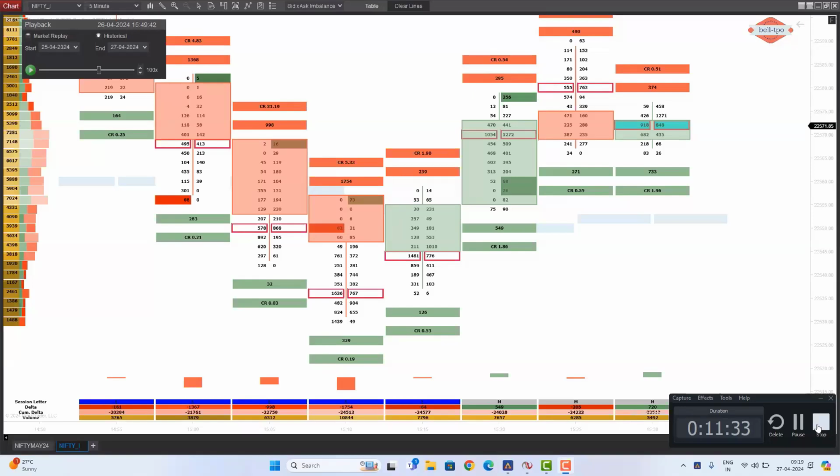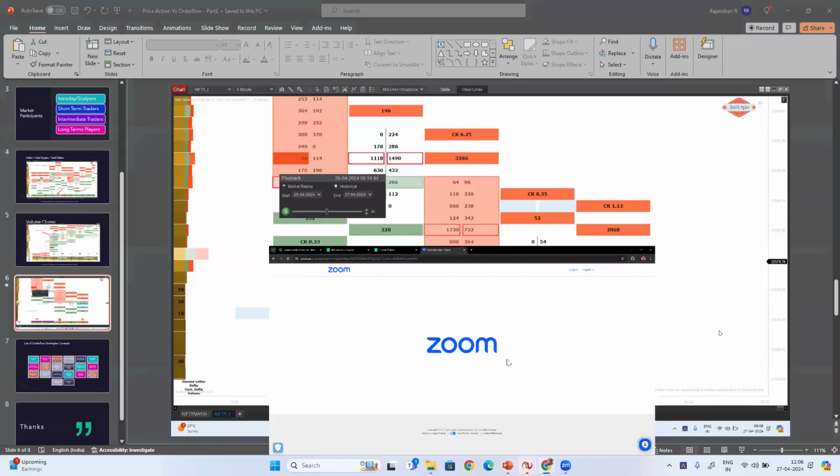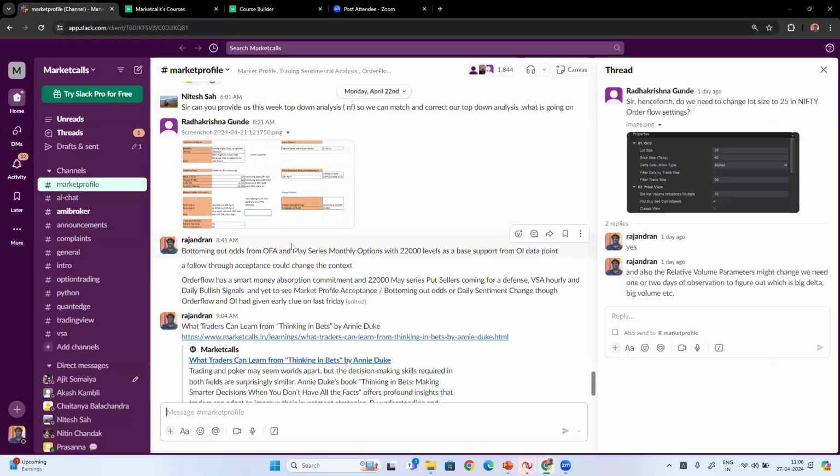Recently we had gone through Israel and Iran tensions. But despite that, order flow had given bottoming out clues. That is what I'm going to show you here. Order flow can also predict the market bottoms. So last Friday, this was one of our sessions where we discussed how the order flow is bottoming out. We have been discussing this from Monday, April morning post.